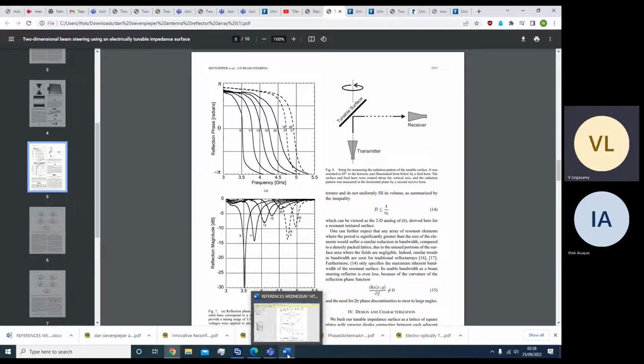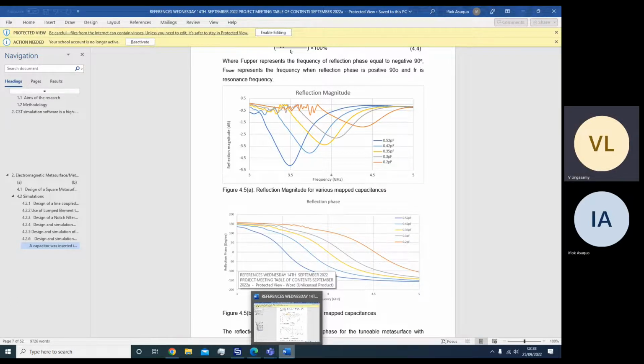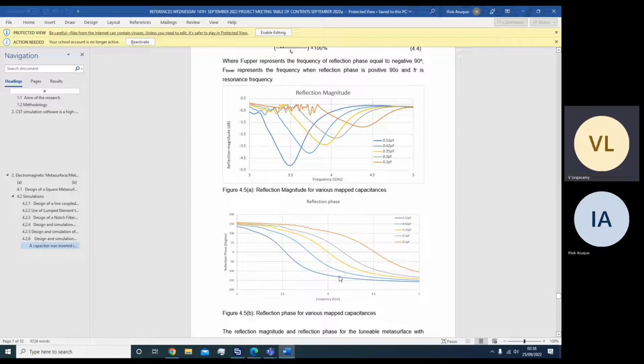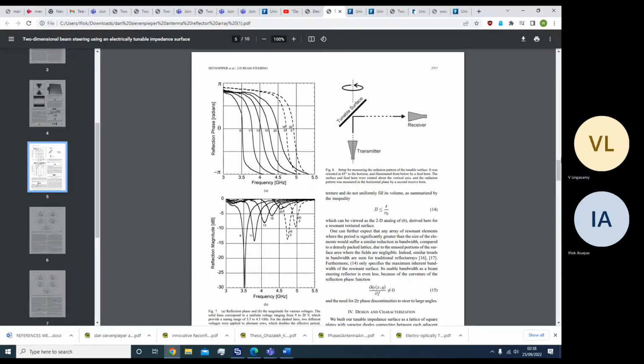3.5, 4, 4.5 like that. Can you see? Similar, right? The phase is zero crossing at 3.5, and the amplitude magnitude is there at 3.5. There is a resonance at 3.5. Yeah, I can see this. Great, that's good. You're happy seeing this.